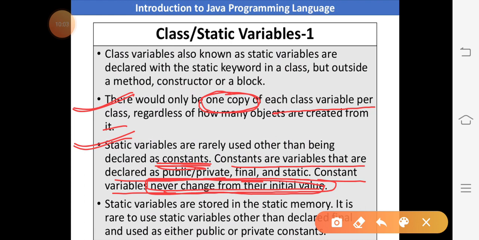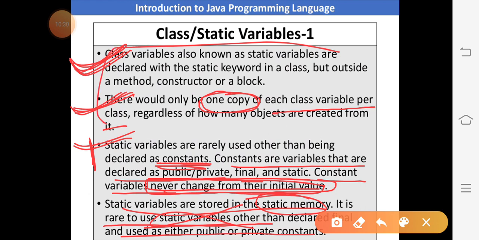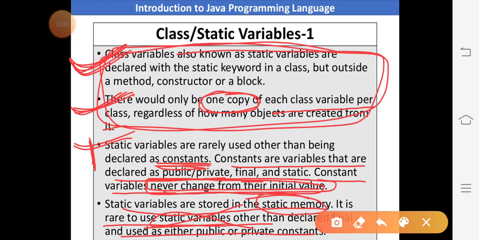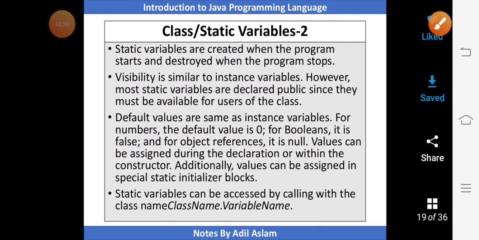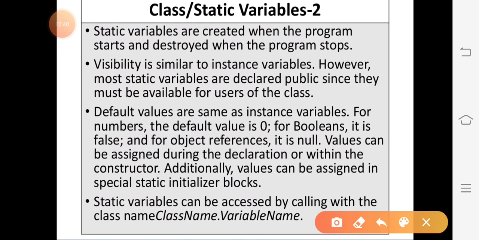Next is, but that is not much more important point. These two are important. If a question comes in the exam, these 2 points are sufficient to write. ठीक है. Now next is, static variables are stored in the static memory. It is used to use static variables other than declared final and uses private or constant. So this point also you can leave because you don't know what the static memory is, so it's better to leave. So only 2 points are important from the perspective of class or static variables. ठीक है. अभी next में देखो, example भी discuss करेंगे, उससे पहले some more points.